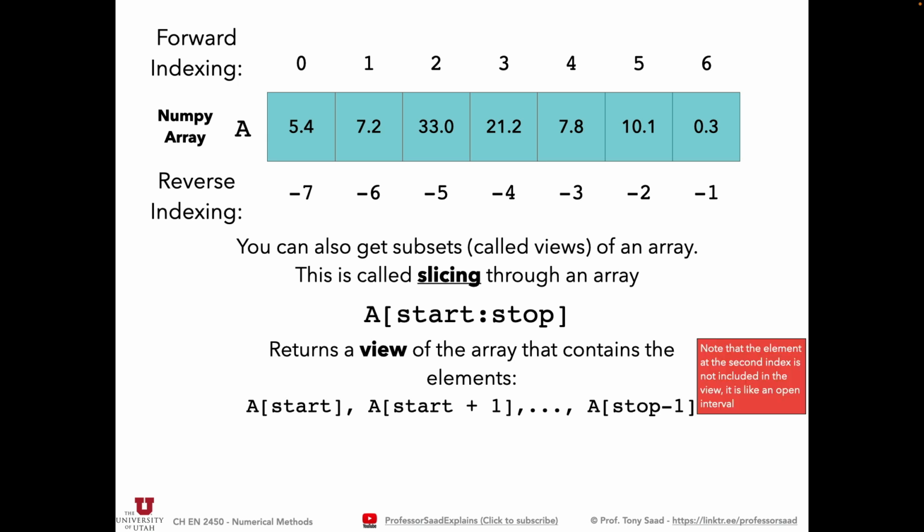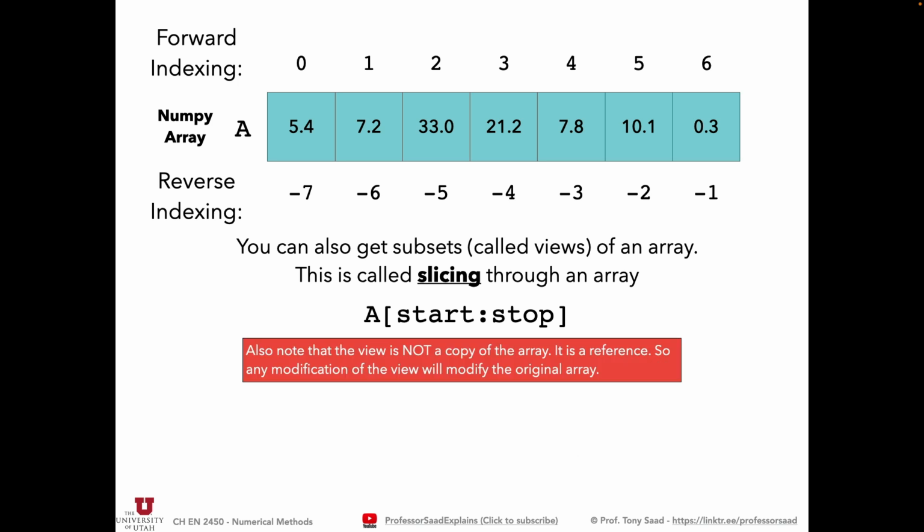Okay? Note that the element at the second index is not included in the view. It's like an open interval. So when I index from 1 to 4, it will give me elements at 1, 2, and 3 only. So be mindful of that. So for example, a 0 to 2 will give me 5.4 and 7.2. When you're in doubt, create an array, slice through it, and then print it out. Okay? Because I always forget this.